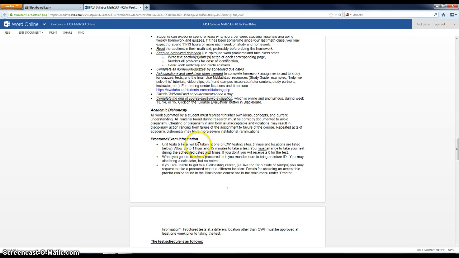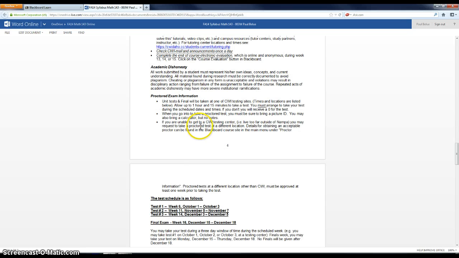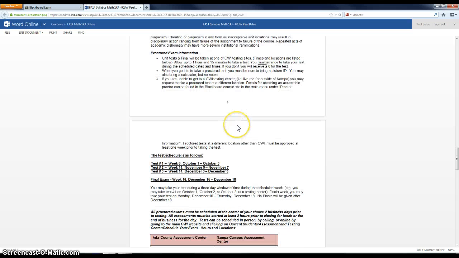The proctored exam information, I said I would explain a little bit more about this. The unit tests will typically be an hour and 15 minutes long. Again, you must arrange to take your test before the scheduled dates. If you don't, you will receive a 0 for the test. When you go in to take a proctored test, you must bring a picture ID. And if you can't use a CWI testing center, you need to contact me in advance and make an arrangement to take it at a different location.